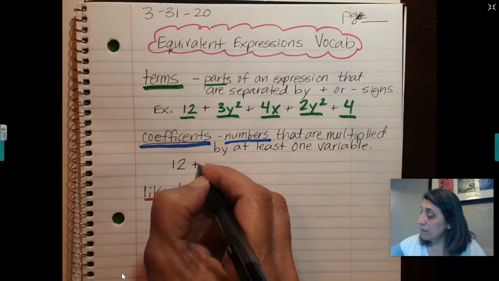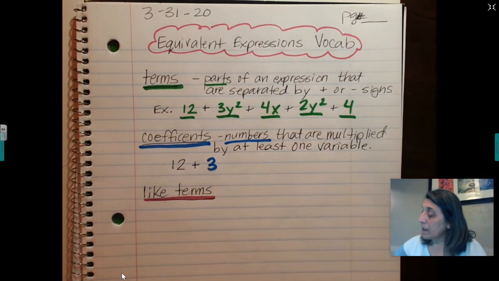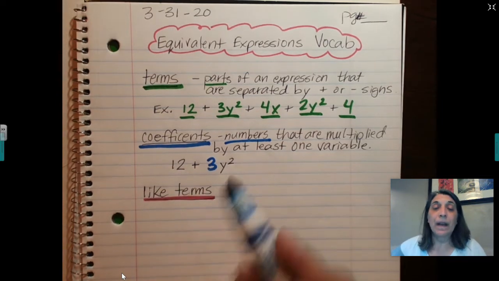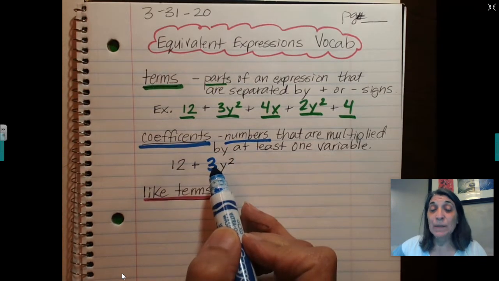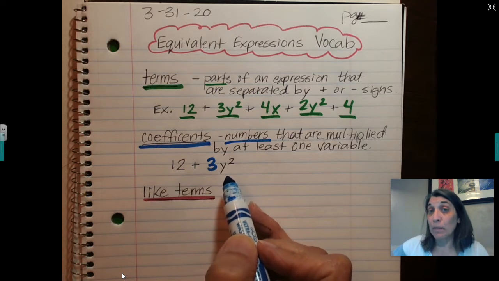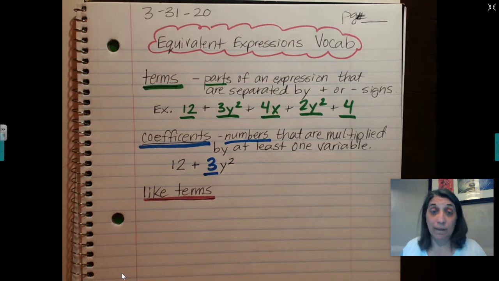Okay, plus. Now I'm going to make my 3 blue, and I'm going to put my y squared as black. Because the coefficient is the number 3 and it's being multiplied by at least one variable, the variable y squared. So this is the coefficient, just 3.